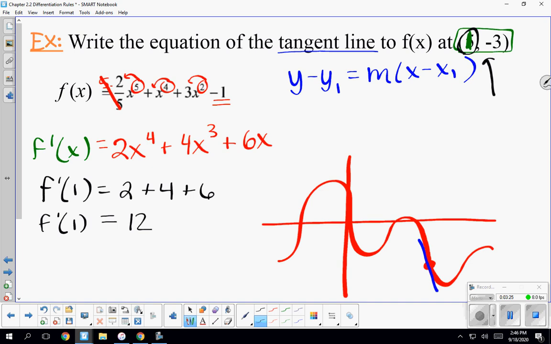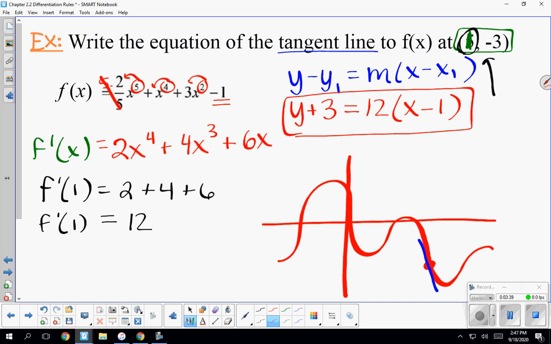So I know the slope and I know the point. Now I'm just filling in the pieces. So I'll say y minus y1 equals my slope, which is 12, times x minus x1. And this gives me the equation for the tangent line at this point. And it's actually, since I changed it, it's going to be at (1, -3). So I actually found the equation of that one.